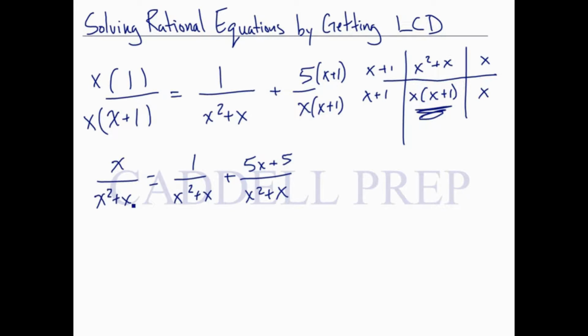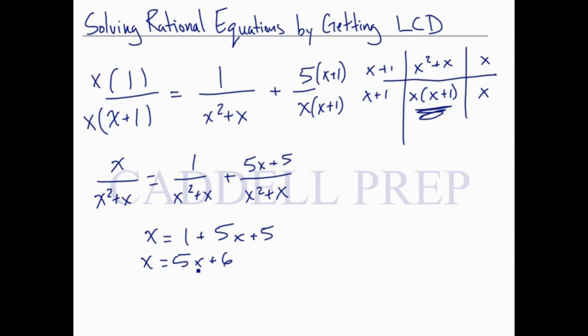At this point, since we have common denominators, we can actually drop the common denominators because for fractions, the numerators have to add up. So really what's important is once we have common denominators, these have to work out so that x equals 1 plus 5x plus 5. Now we can solve for x. So let's combine like terms here. This is really x equals 5x plus 6.